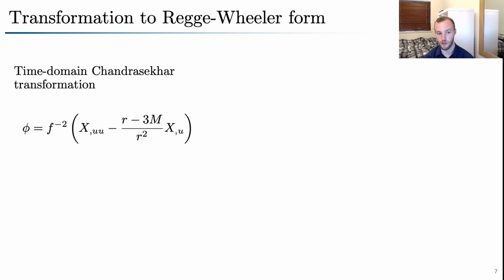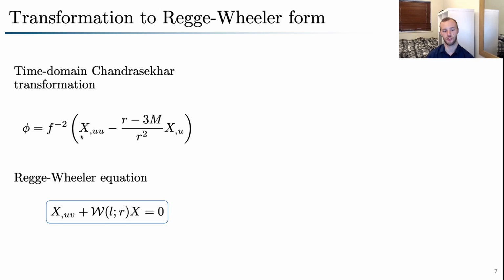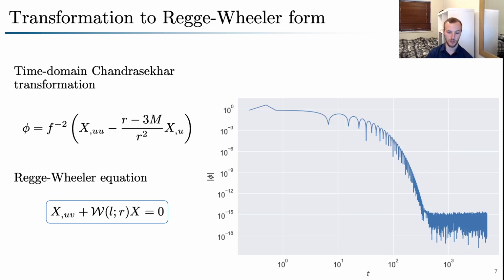Now, to do that, we use a time domain version of the Chandrasekhar transformation, which is shown here. So if phi is a solution to the Teukolsky equation, x is a solution to the Regge-Wheeler equation shown here. And as you can see, this has a very similar form to the Teukolsky equation, but without the single derivative terms. And as it doesn't have the single derivatives of u and v, that means it doesn't have the single derivatives of t. And if we solve this Regge-Wheeler equation and transform back to the Hertz potential, using this transformation, then we get the results here.